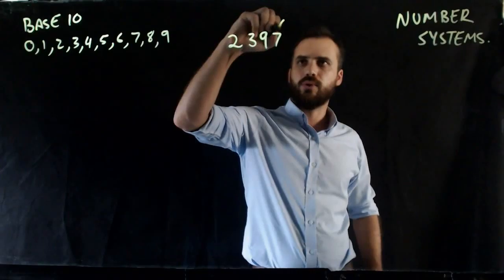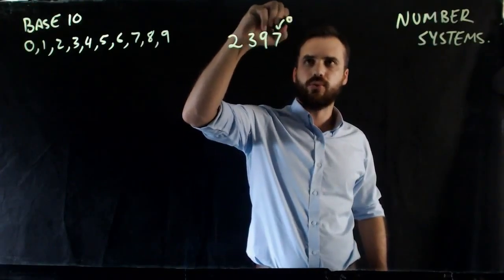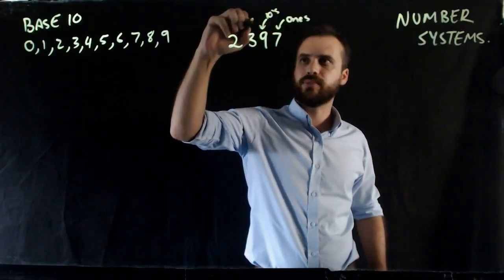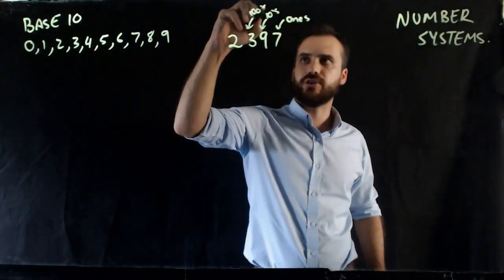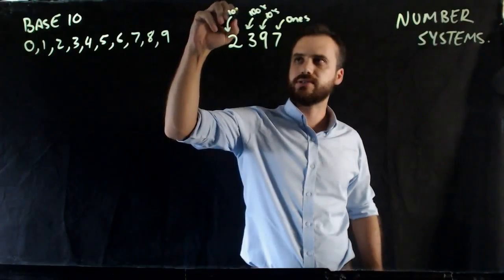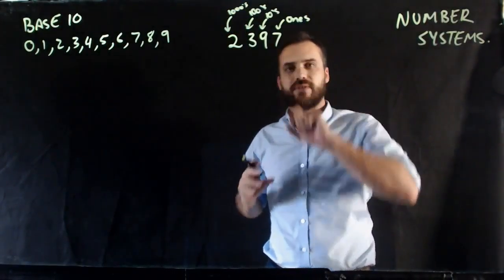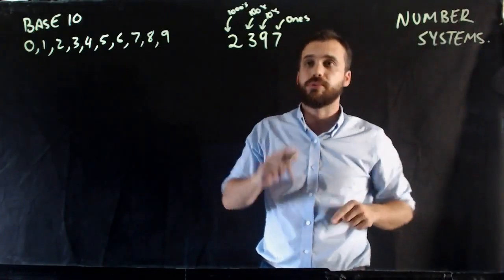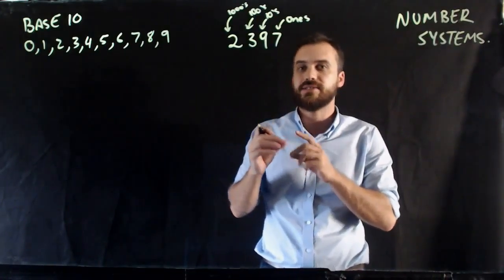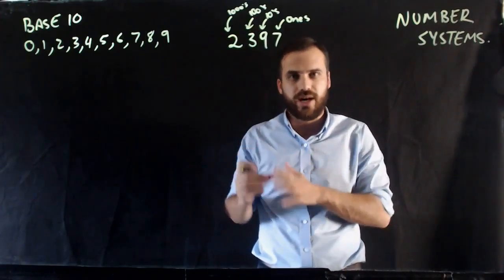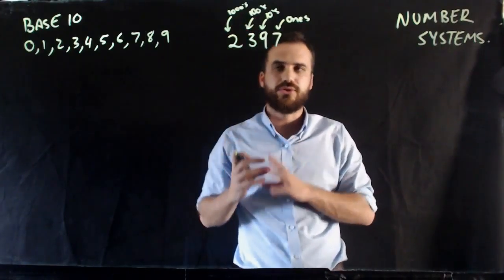This is what we would call the ones column. This is called the tens column. This is called the hundreds column. And this is called the thousands column. Pretty straightforward. So 7 ones, and you remember the little blocks from primary school, 7 ones, 9 tens, so that's 90, 3 hundreds, that's 300, and 2 thousands, that's 2,000.